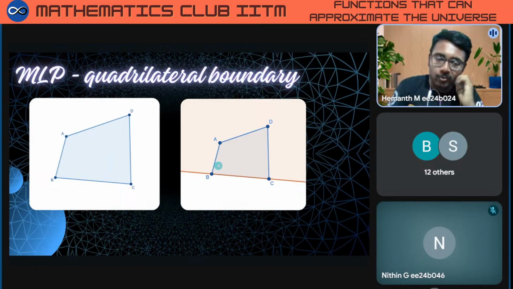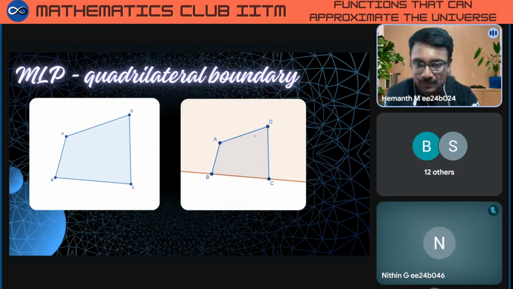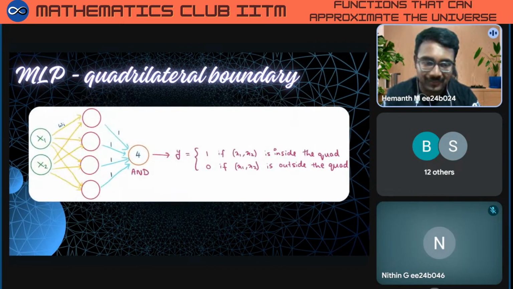So how do we figure out if you're inside this quadrilateral or not? It is only when all of them say that I am inside: BC says I'm above, AB says I'm on the right side, AD says I'm below, and DC says I'm on the left side. Then we can say that I'm inside this quadrilateral. And this is true for every point inside the quadrilateral. So we can pass the output of all these four perceptrons through an AND gate to get the final output.